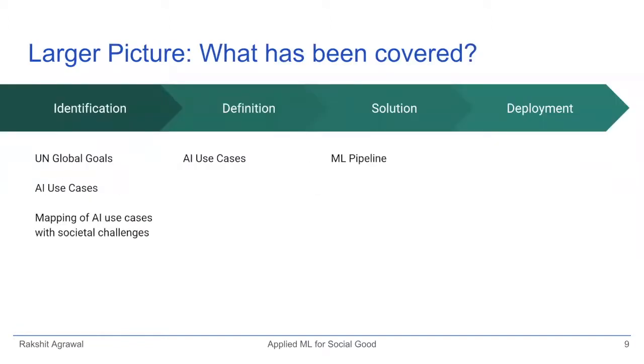But one thing which we haven't covered so far, which will be covered later in the course, is deployment. That given a solution, given a model that works, how do you deliver it to the final stage? For the purpose of this class, solution is the most important space, because you want to know how to build this, right? Identification is something which the experts of the domains will do. Definition is something which you will do in interaction with them.